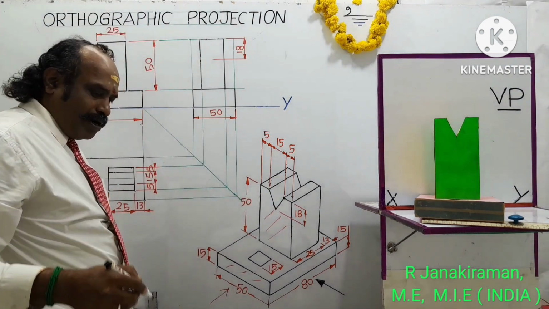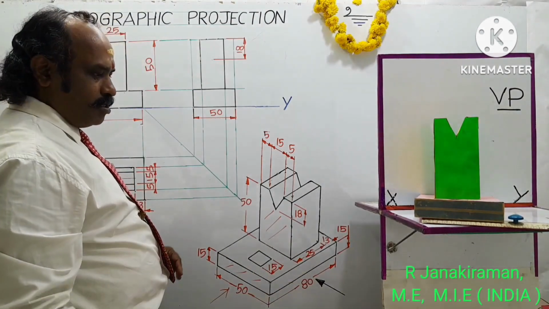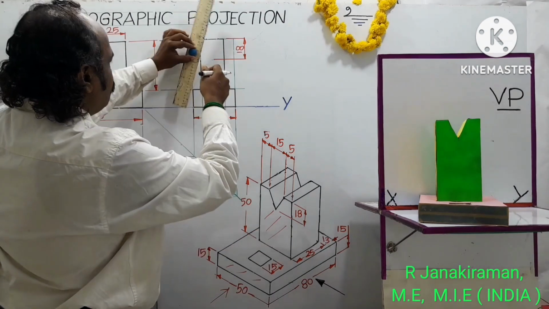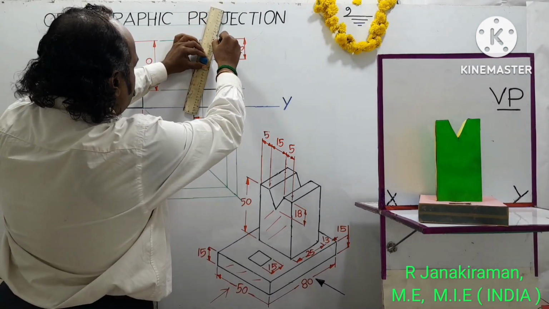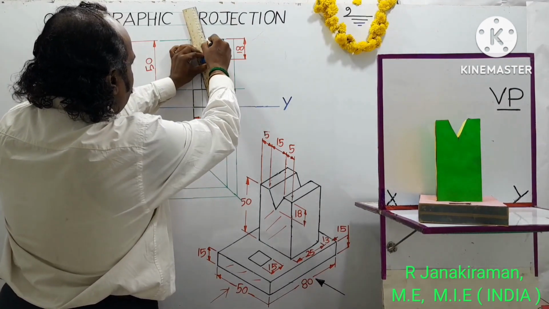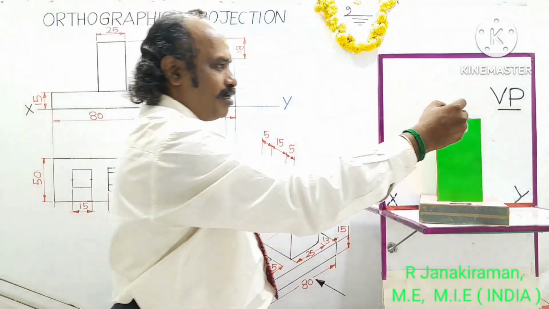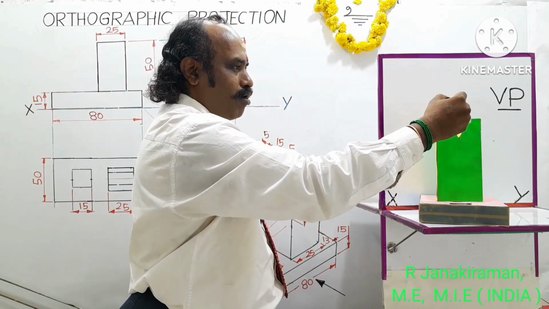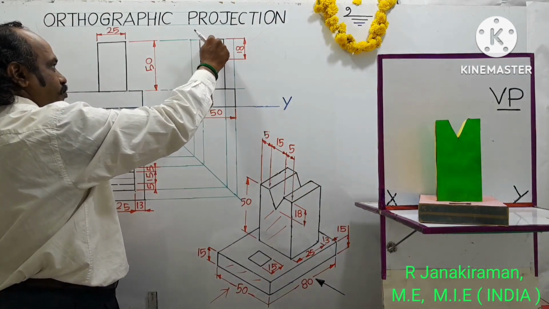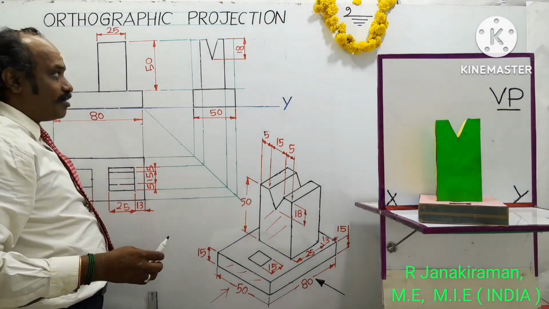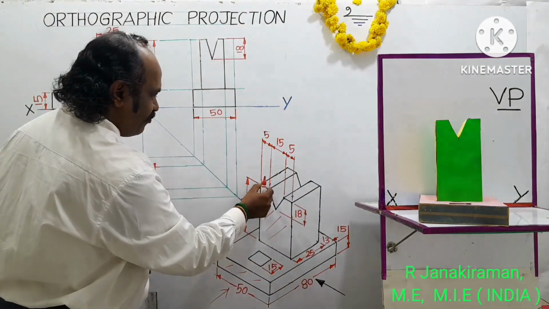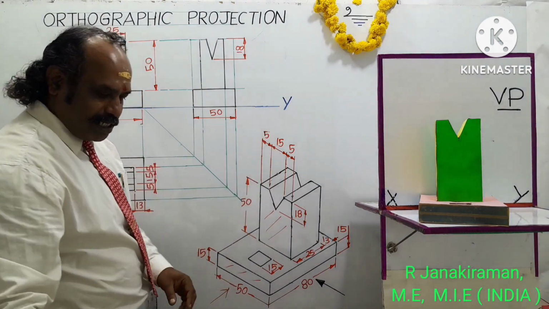Join the marked points using a freehand scale like this, so that you will get a V shape. This is the V groove, and you can see a V-shaped hollow on the top surface, so you have to remove this line. The part of the top surface is removed. The land thickness is given as 5 mm. This is to be dimensioned.